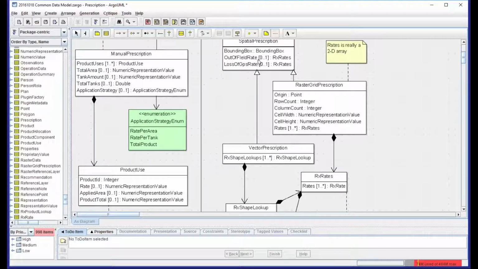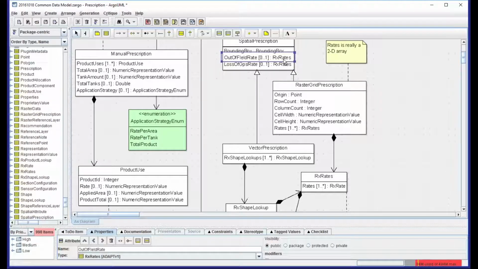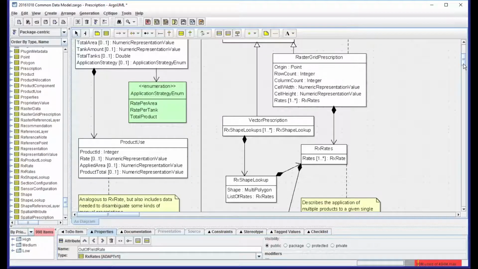You might say, but wait, out of field rate or loss of GPS rate, there's really this RX rates thing, which is an array. Why is RX rates an array? Well, because we might be applying more than one product. Different growers and different machines specify products with different degrees of abstraction. In some cases, the way to go is you can only apply one product, and so therefore that product is going to be a mixed product.